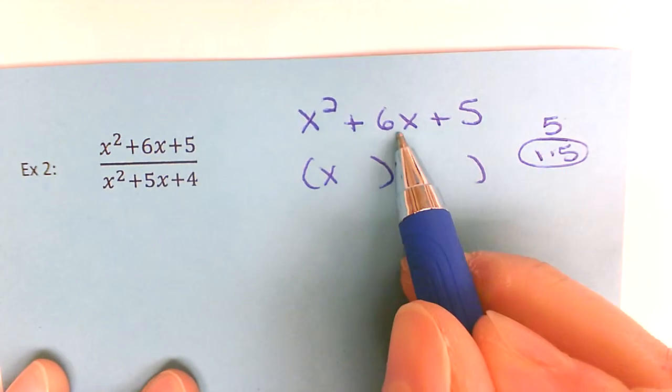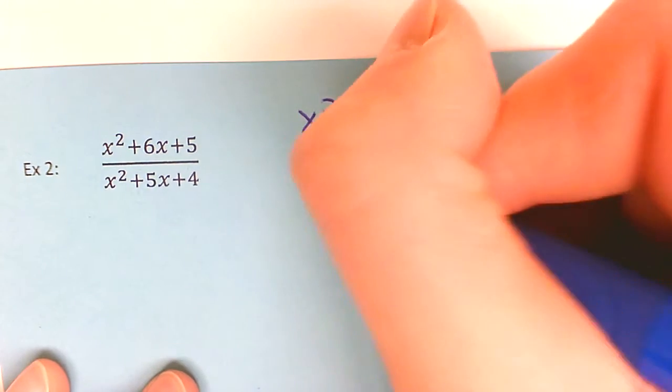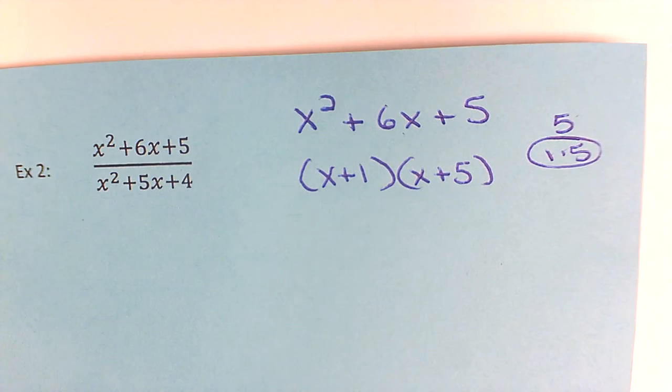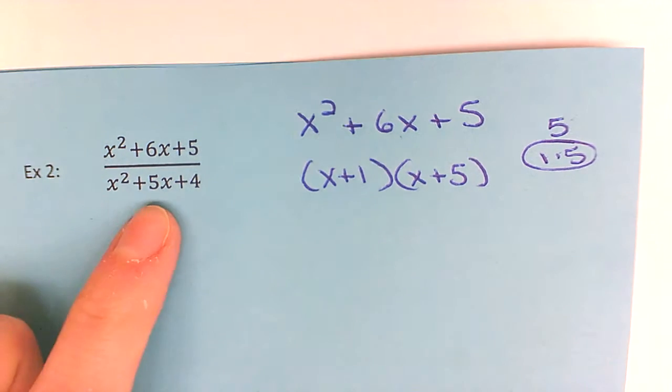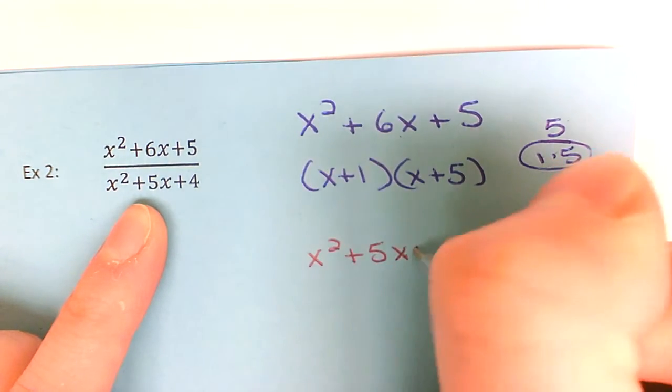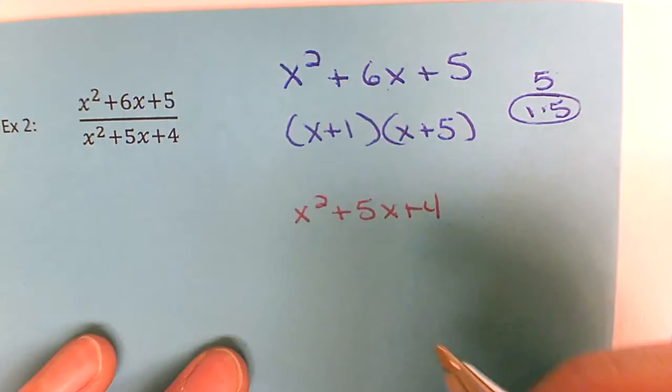Those two do add up to give me 6. So I'm going to put plus 1 and plus 5 in my parentheses. So there's that first one. Now let's look at the second one. I'm dealing with x squared plus 5x plus 4. And I need to factor that one.